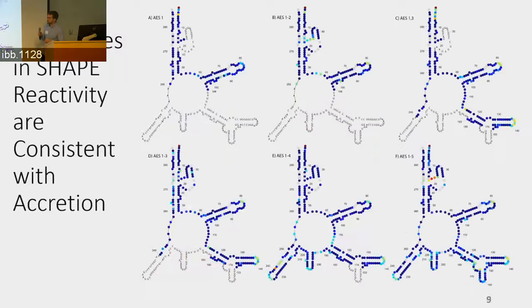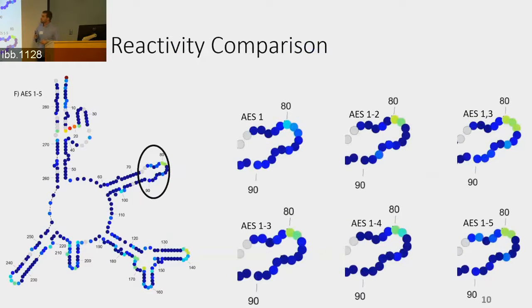So this is the broad, global perspective of the SHAPE data I've collected. There's a lot here, so for the sake of brevity and clarity, I'm going to focus on one region to illustrate comparisons. On the left, we see the SHAPE profile of AES 1 through 5.